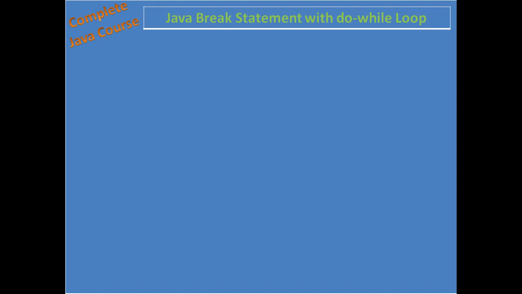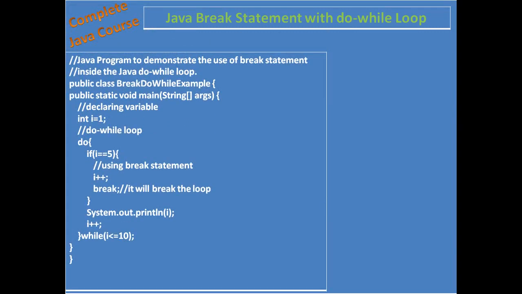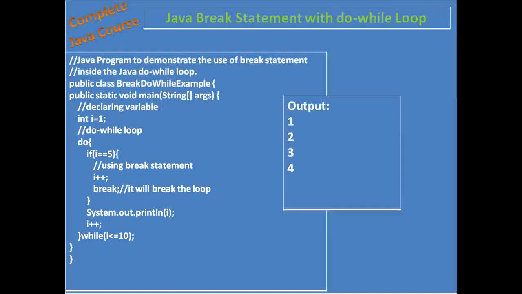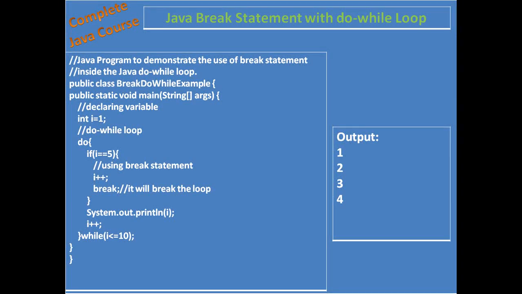Java break statement with do while loop. So friends, this is the example of the break statement with the do while loop. Once you run it, you will get the same output, 1 to 4. Let's do it practically in Eclipse.